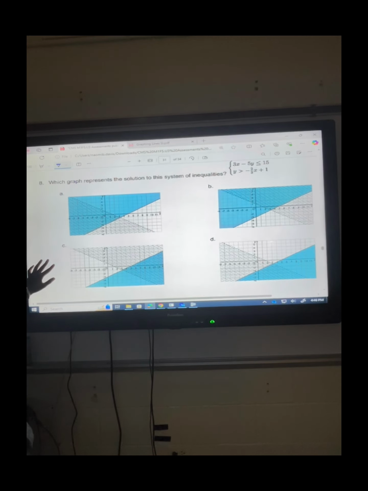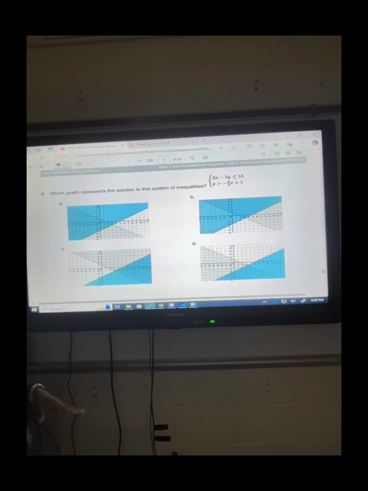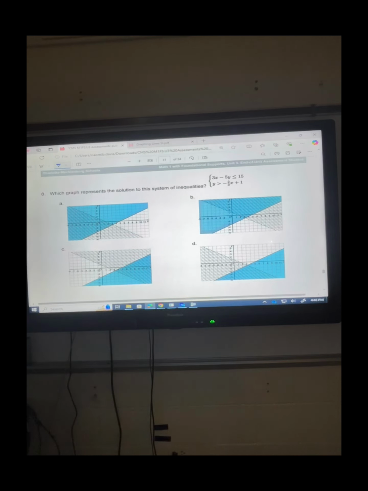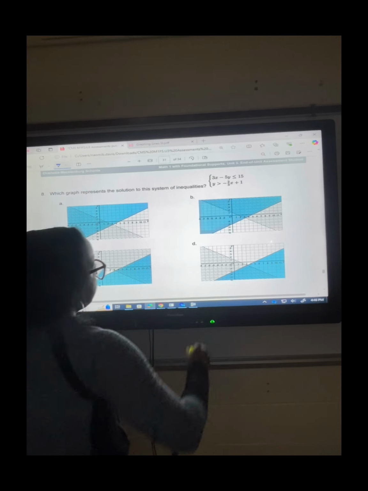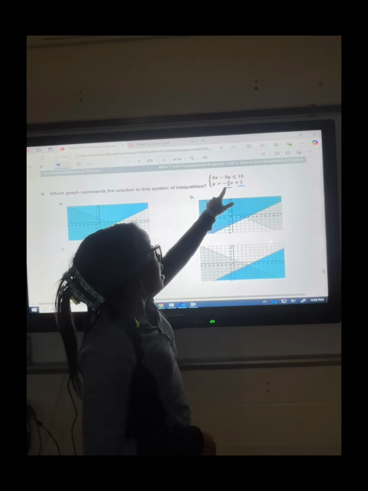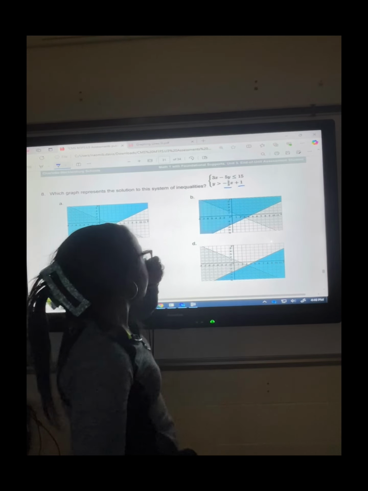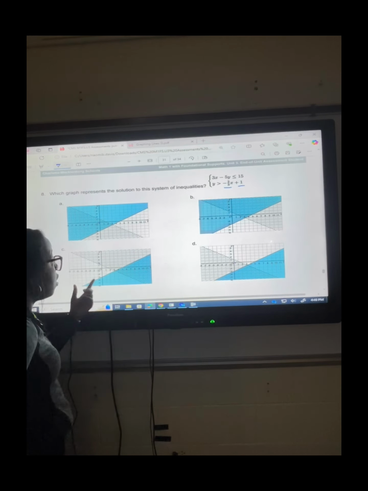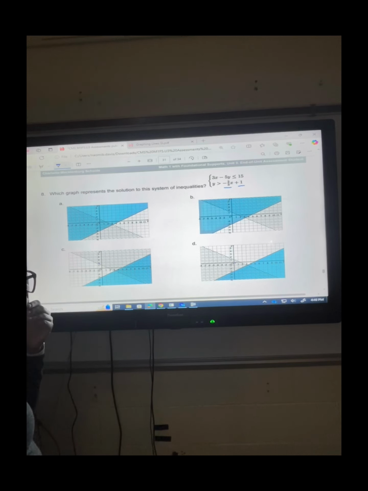Which graph represents the solution to the system of inequalities? Could you graph this? Yes, but you don't have to do all of that at all. What I would do is look at the easiest one first, whatever makes sense to you first, and then use process of elimination to make your life easier. This one right here, I already see the slope and the y-intercept. I know this line should be crossing at 1 with a slope of -2/3. Sadly, all of them are crossing at 1 and all of them have a negative slope, right?